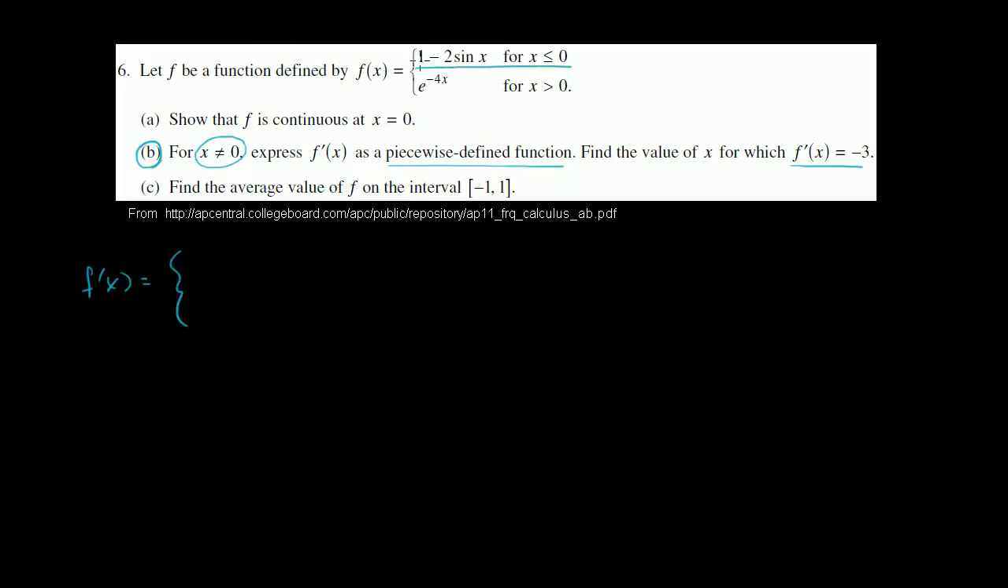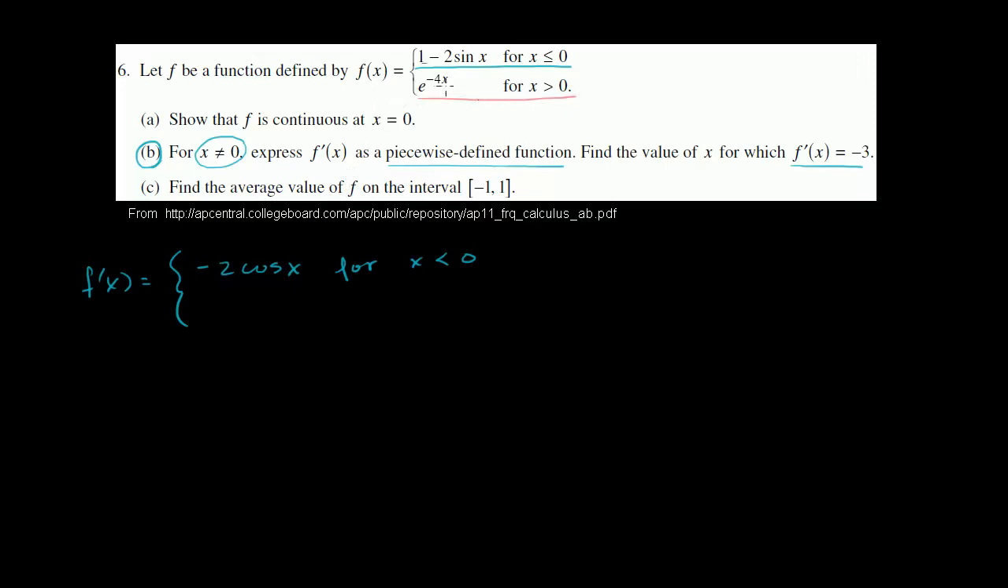The derivative of 1 is just 0. The derivative of negative 2 sine of x, well, the derivative of sine of x is just cosine of x. It's just going to be negative 2 cosine of x, for x is less than 0. And then for x is greater than 0, I'll do this in another color, I'll do it in orange. We have this case right over here.